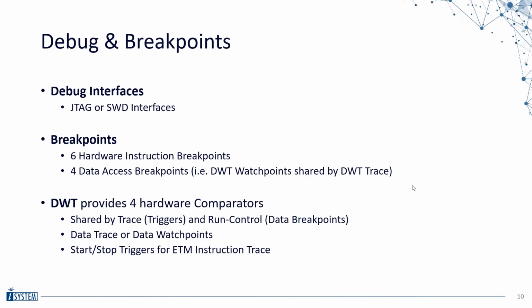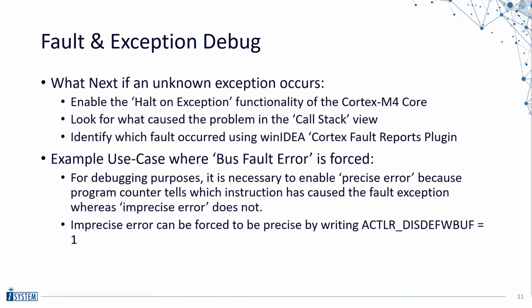Now the next slide is debug and breakpoints. So now we know we have two debug interfaces, JTAG and SWD. Talking about breakpoints, we have 6 hardware instruction breakpoints and 4 data access breakpoints. And now talking about DWT, I have already discussed this module and the same concept is written here in words. Now the next slide is fault and exceptions debug.